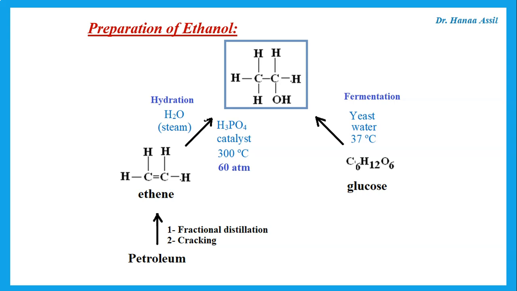The other method is from glucose. So we can have glucose, add water, yeast, 37 degrees Celsius or 35 degrees or 30 degrees Celsius, anything within that range. That gives ethanol. So this is called fermentation. Now, where do we get the glucose from? We get it from sugar cane.